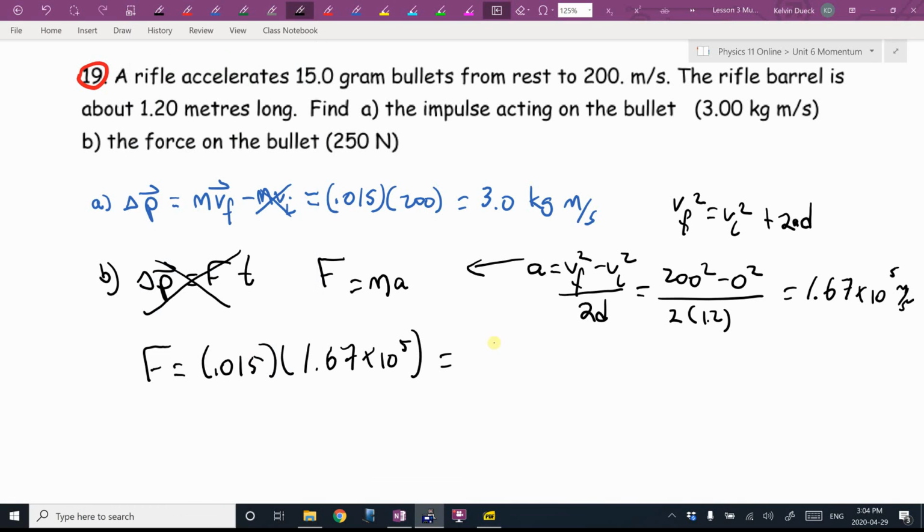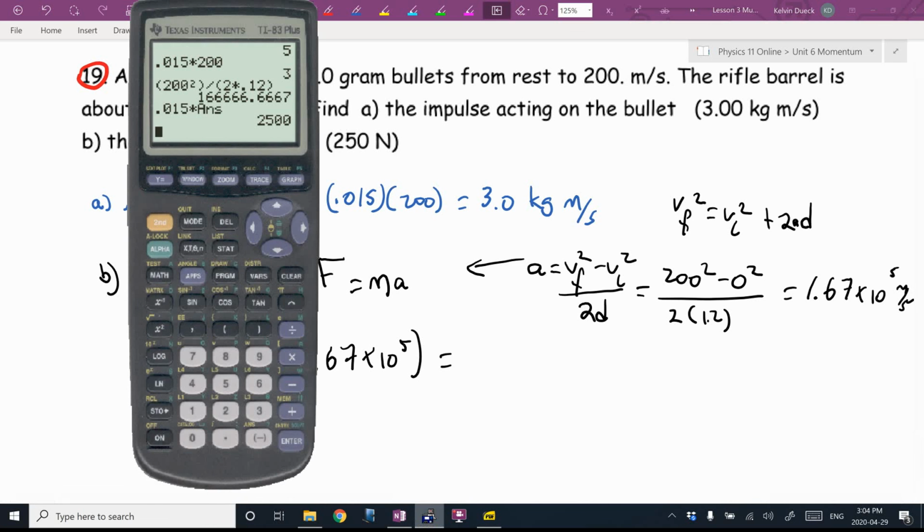And I get 2,500. Oh, did I miss a decimal? Oh, I missed a decimal here. This is wrong. Okay, let's go back. I got the decimal in the wrong place here. It's not 0.12, it's 1.2.